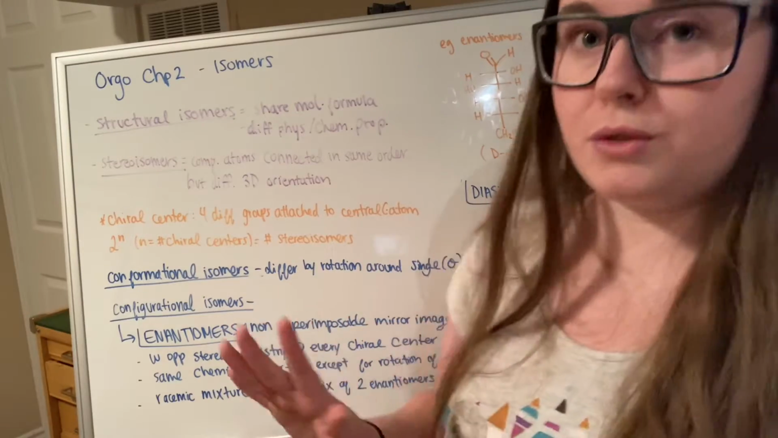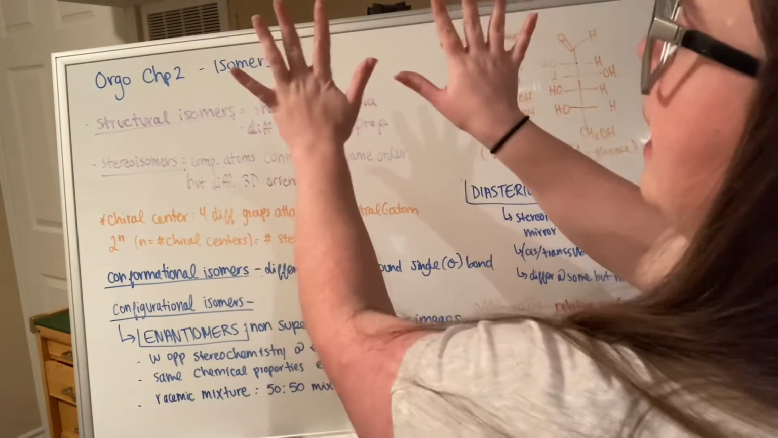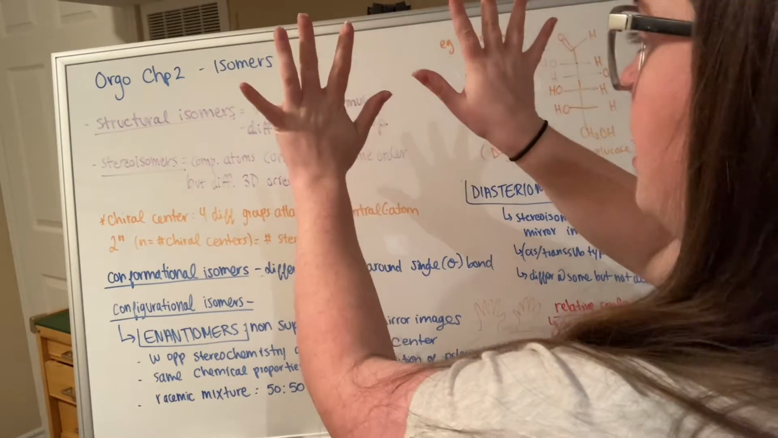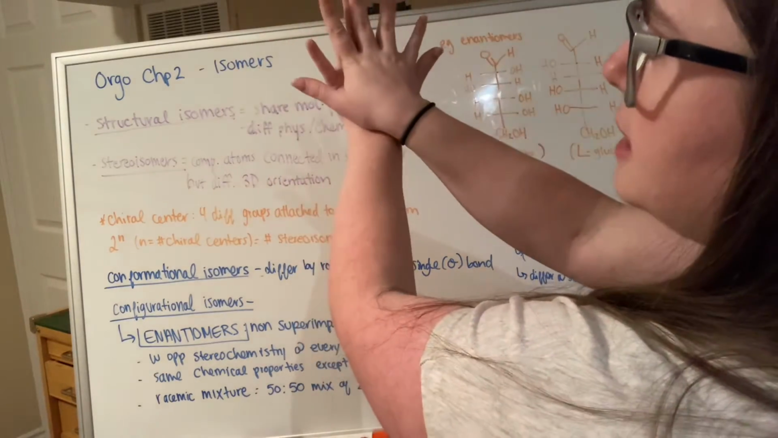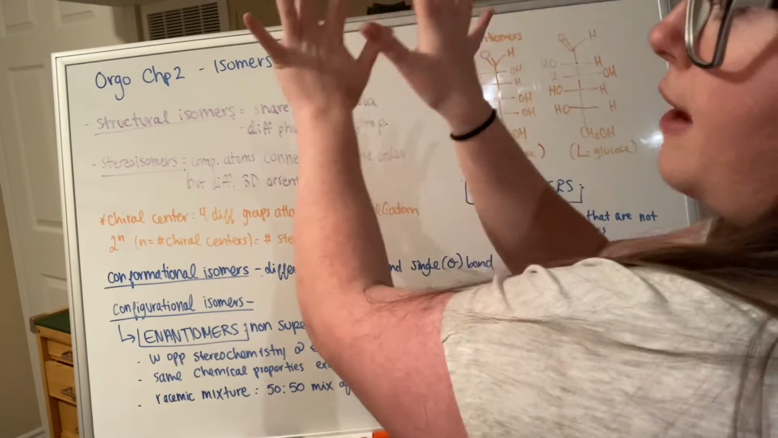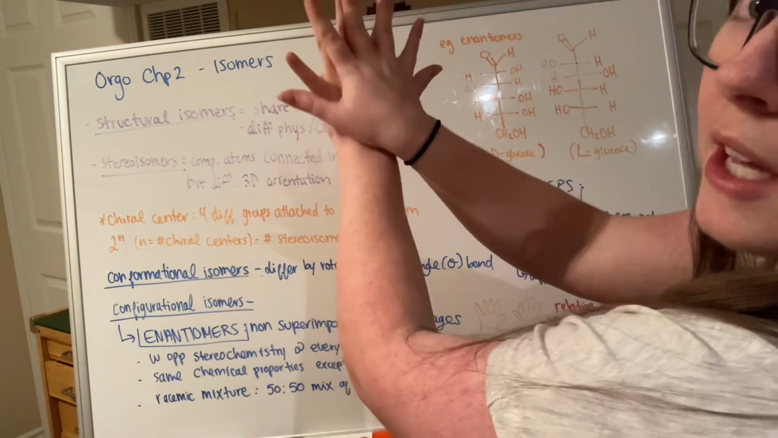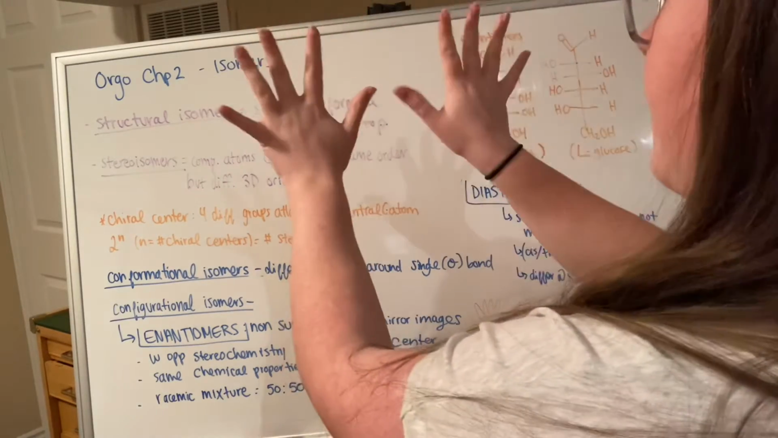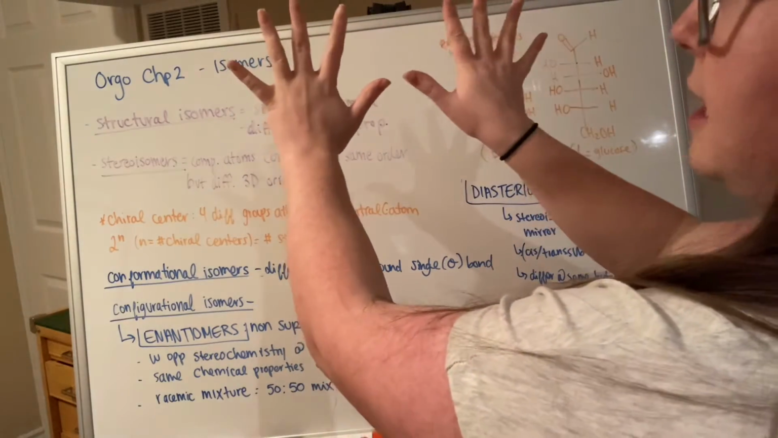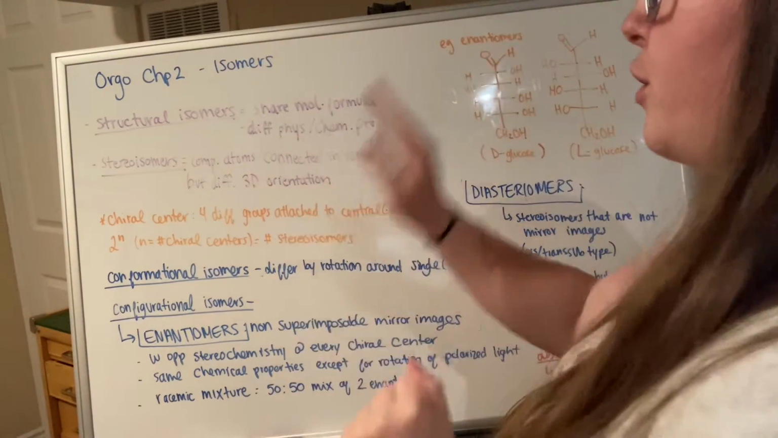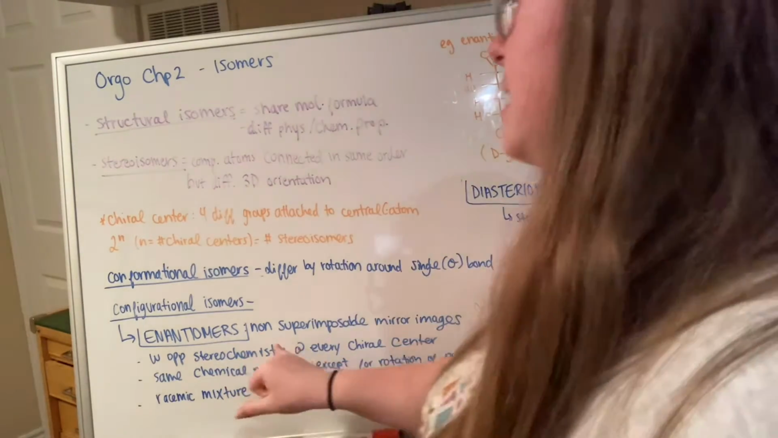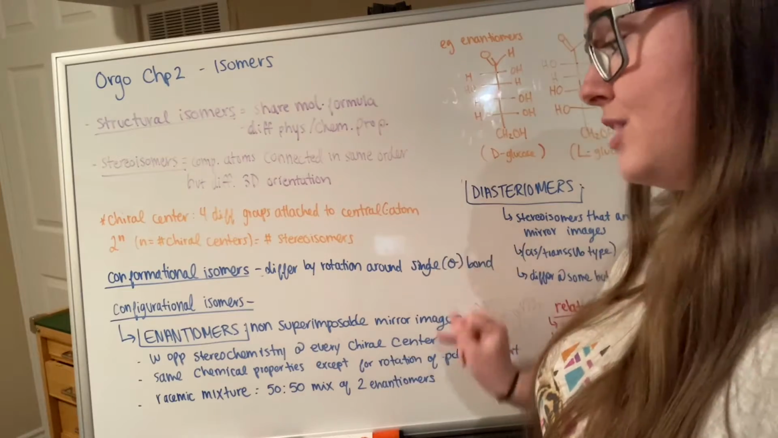Let's use your hands for example. If you were to draw a line right here, they are non-superimposable because you cannot put them on top of each other, right? Even if you turn them, that's not the same thing. They're non-superimposable because you can't directly put them on top of each other, and they are mirror images. If I was to put a mirror right here, I would see that they are mirror images. So they're non-superimposable mirror images, and they also have opposite stereochemistry at every chiral center.